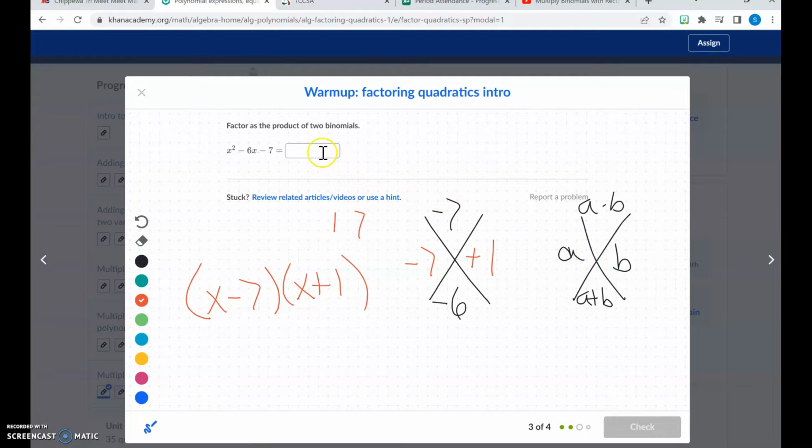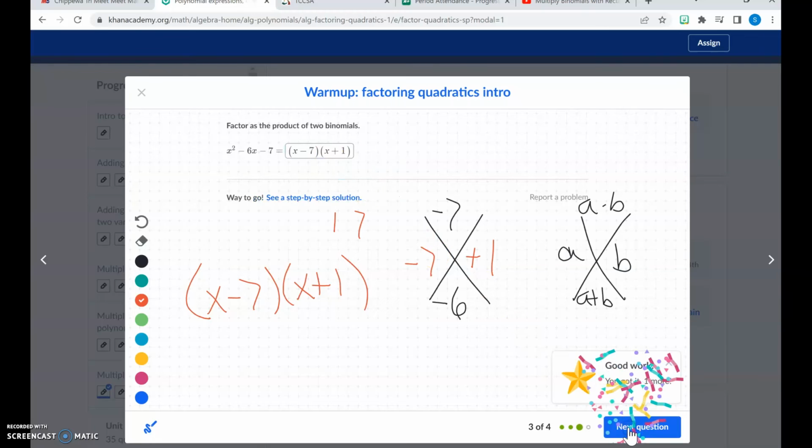So go here, x minus 7. Make sure you close your parenthesis, and then x plus 1. And that's it. Boom.